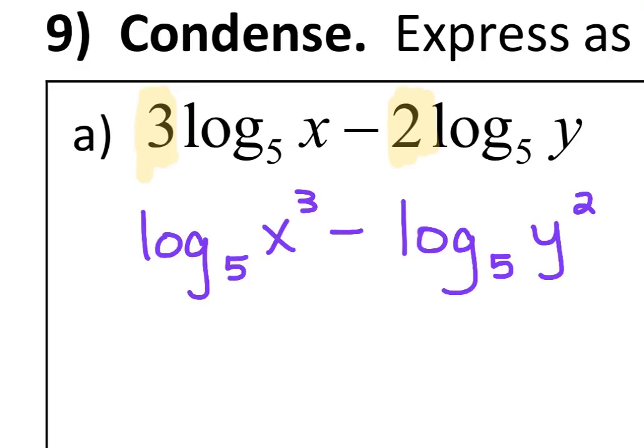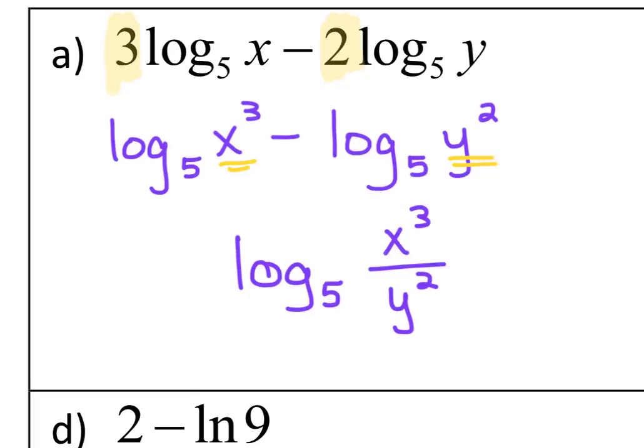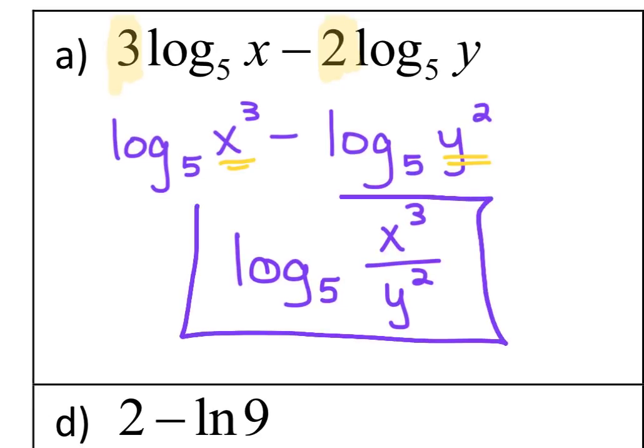Now, I have a subtraction problem, log minus log. And it only works if it's log minus log, not just log minus a number, but log minus log. And so you're going to take both of the logarithm arguments and turn them into a division problem. So you're going to write one single logarithm, log base 5, of a division problem, x cubed over y squared. Single logarithm, no written leading coefficient.